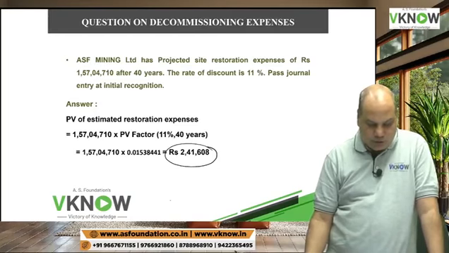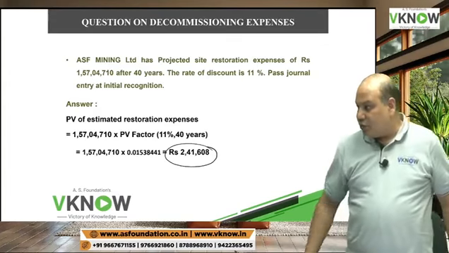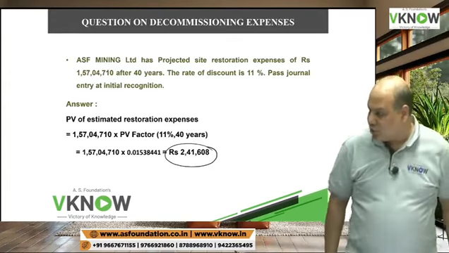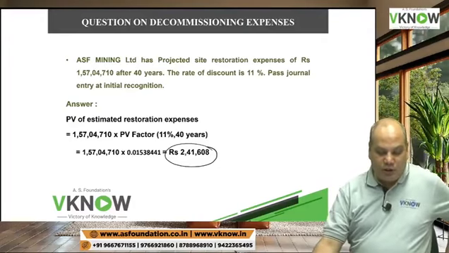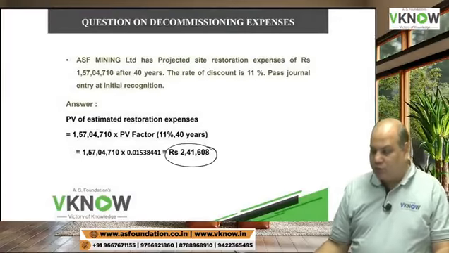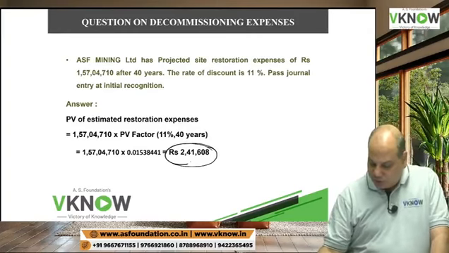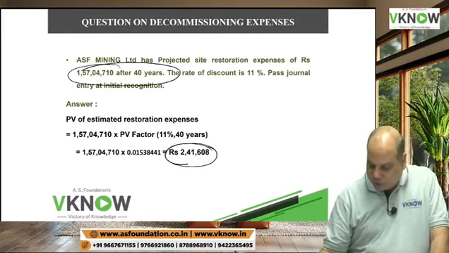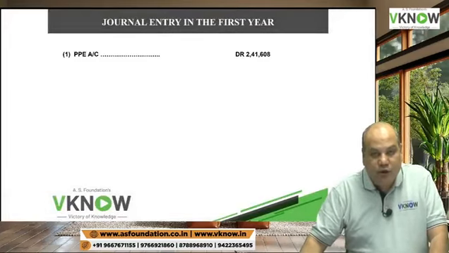241,608. Sonam, Pavan, Sakshi, Shubham, Sanket. You are right. Other student must also try. Tanya is right. Sonam is right. Question is, what about the journal entry? This expenditure you will pay after 40 years. This is the present value. I will pass an entry like this. So write down journal entry in the first year.